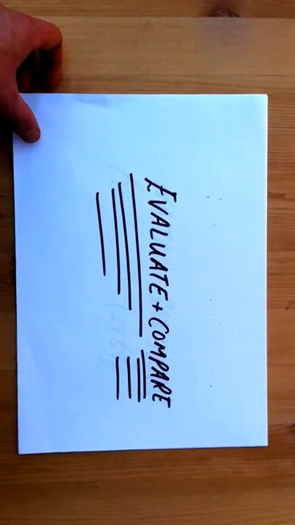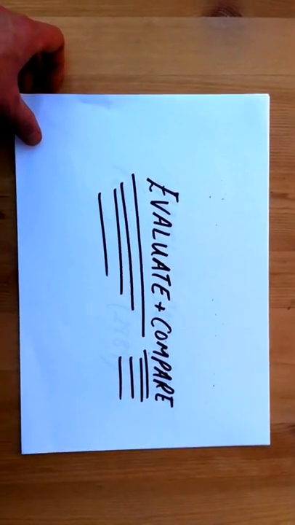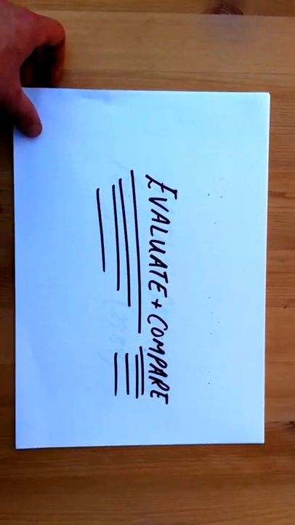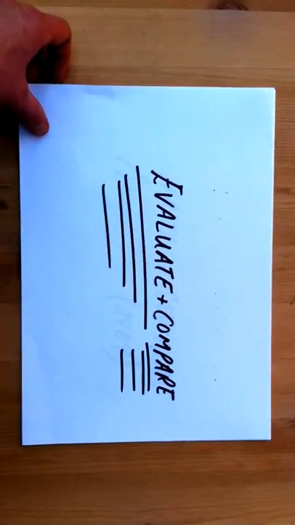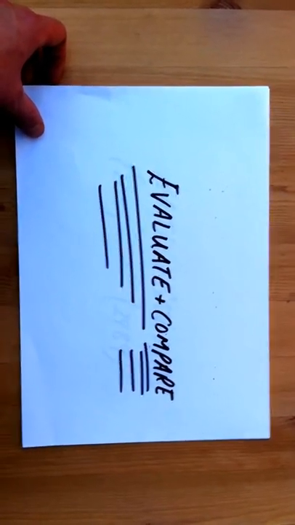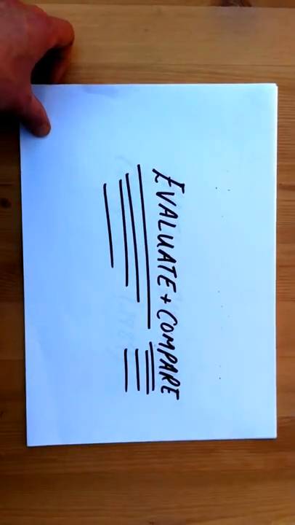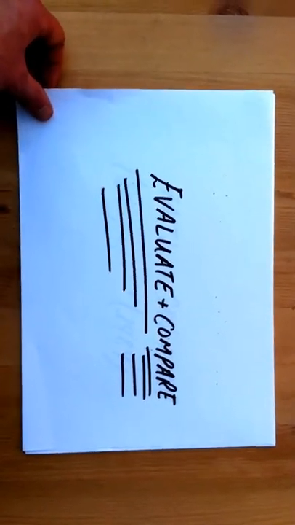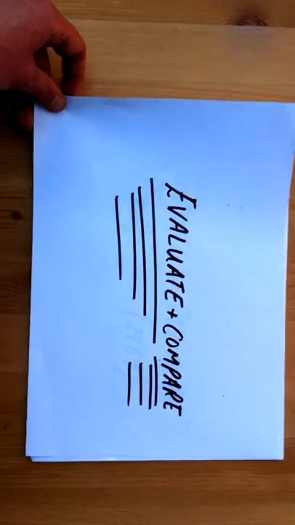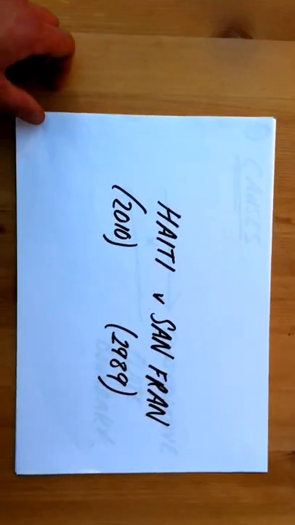Now, there are two key words that we need to take into consideration. Firstly, there's evaluation, so looking at the differences between the two and trying to work out which one has the biggest or the worst impacts, but also a comparison, because there are things that are very, very similar about these two earthquake events, and there are things that are very, very different about these earthquake events.